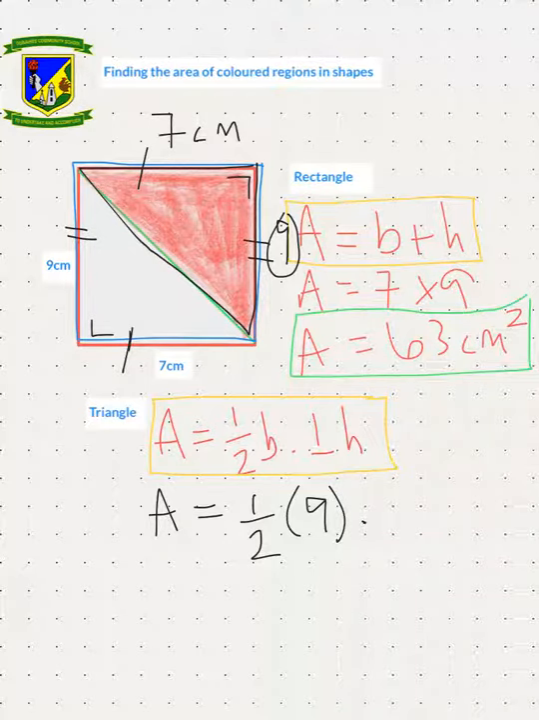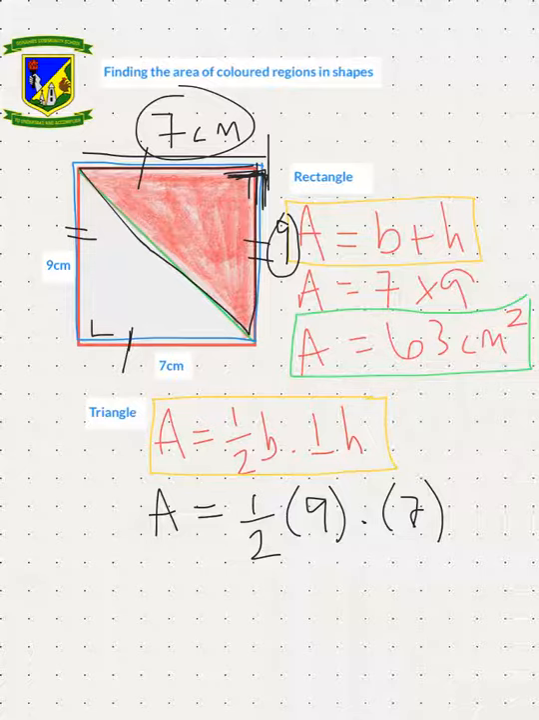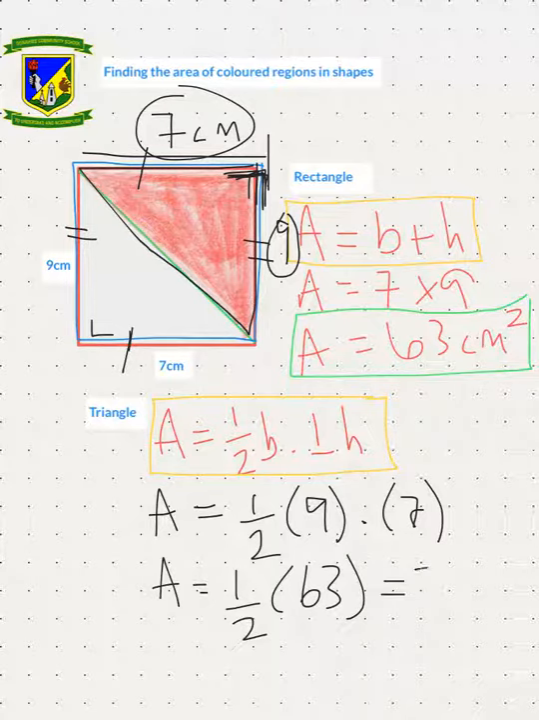Multiplied by the perpendicular height. Now, this is my perpendicular height. It's perpendicular to the base. It's a right angle, so I'm happy that I'm working with the right side of the shape. And that dimension is 7 centimetres. So it'll be 7. Now, if I calculate 9 by 7, that's 63. So it's a half times 63, which works out as 31.5 centimetres squared.